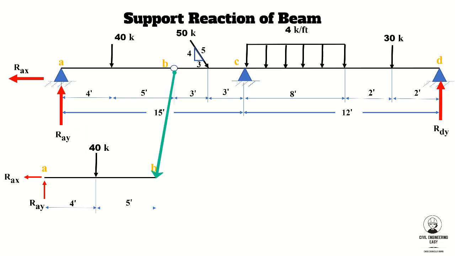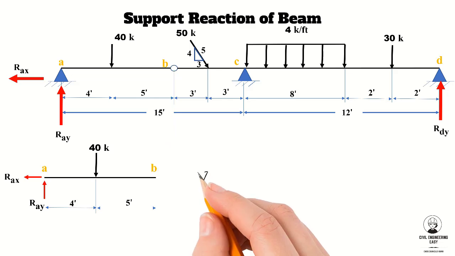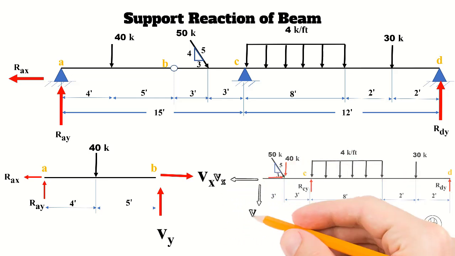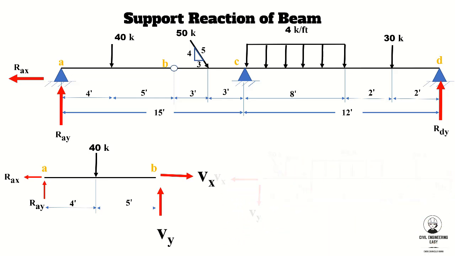Imagine that the hinge pin is removed. The hinge may transmit a force acting in any direction through the center of the hinge pin. If the horizontal and vertical components of this force are designated by Vx and Vy and assumed to act as shown on portion AB, they must act in the opposite sense on portion BD.